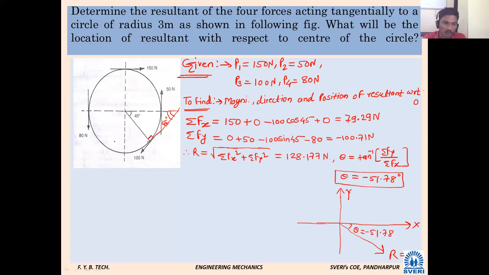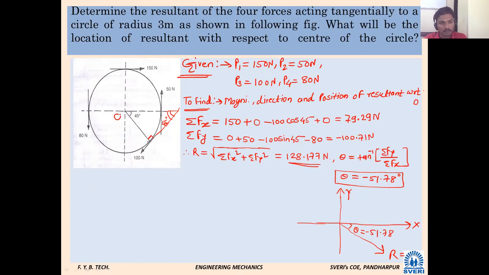Likewise, we have found out two things: one is the resultant and another one is theta. Now next, we want to find its position. Now here, which principle are we applying?